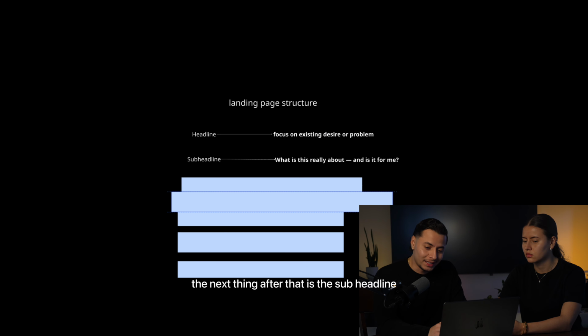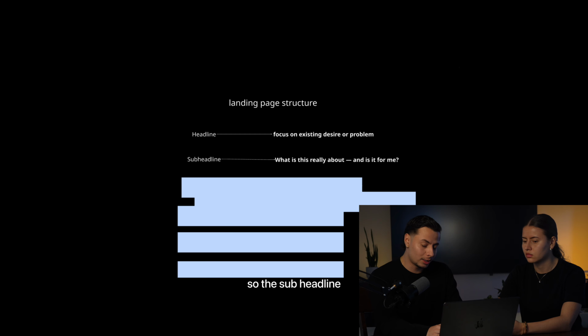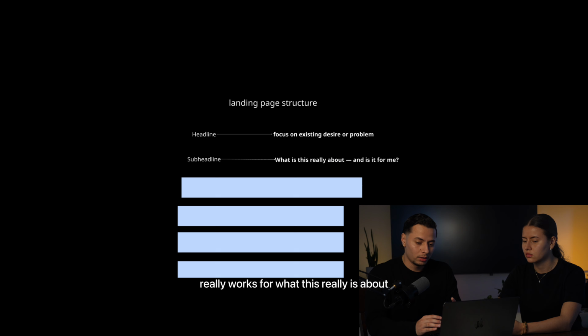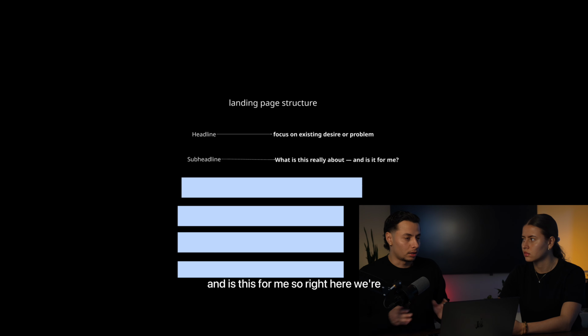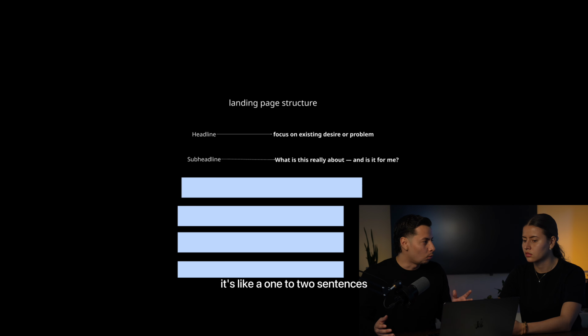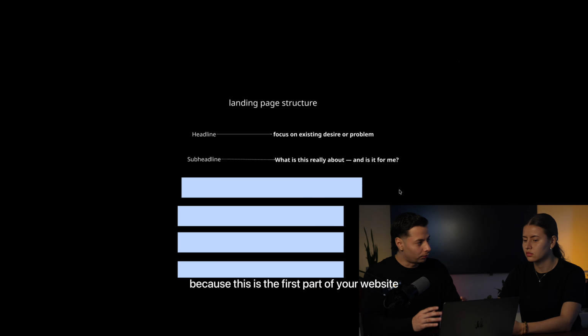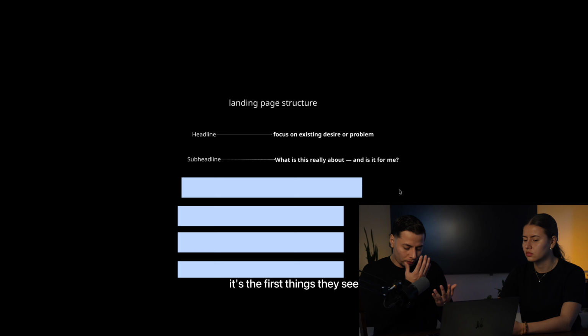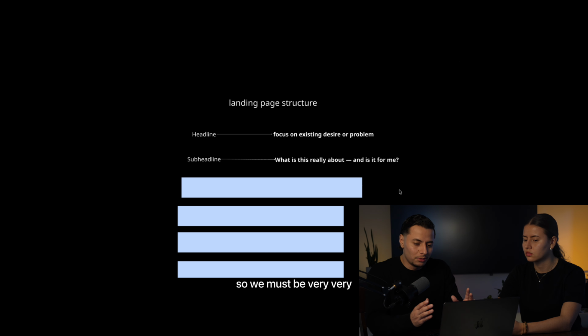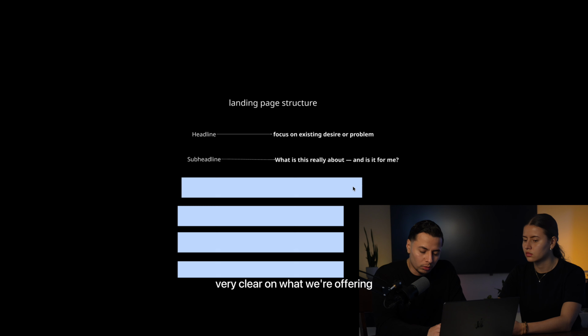The next thing after that is the sub headline. The sub headline works for what this is really about, and is this for me? It's one to two sentences explaining what this is about. What are we selling? What are we promoting? Because this is the first part of your website, the first thing they see, we must be very clear on what we're offering.